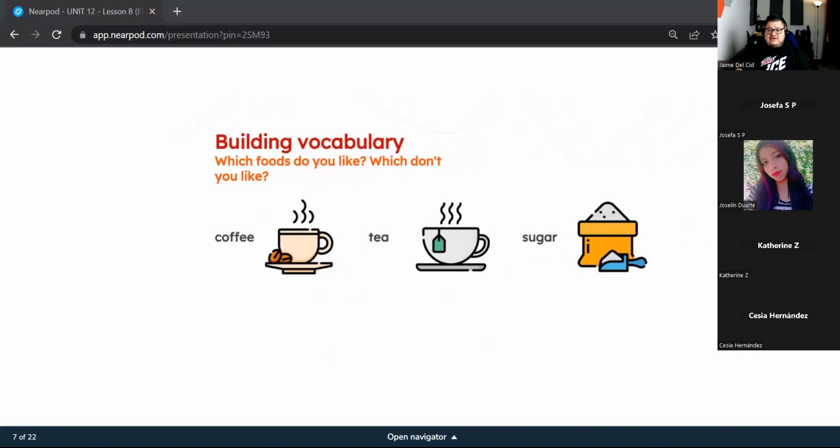Okay, so here we have drinks. We have hot drinks, hot de caliente, right? Hot drinks. We have coffee and we have tea. And some of us prefer the coffee and the tea with sugar, or we prefer the tea or the coffee without sugar. Okay? With sugar, without sugar. With sugar, con azúcar, without sugar, sin azúcar.